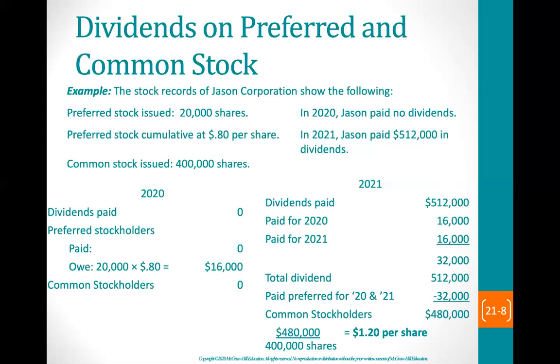Now, it didn't ask us, but how much is our dividends per share? You would take the 480,000 and divide it by the 400,000 common stock to get $1.20 per share. When we're calculating this, we're only calculating it on the common stock. We're only worried about the true owners. We don't look at the preferred stock. So the 480,000 dividends by the 400,000 common stock to get the $1.20.